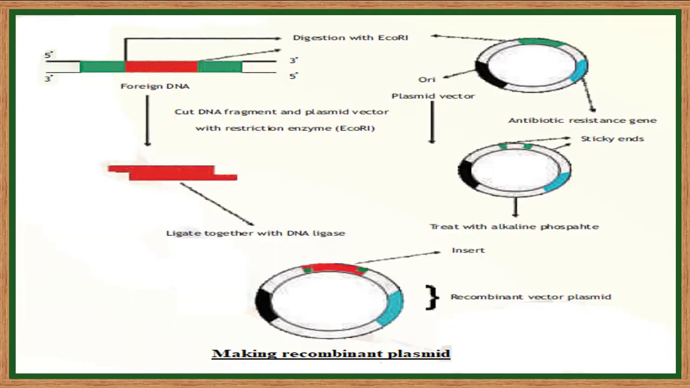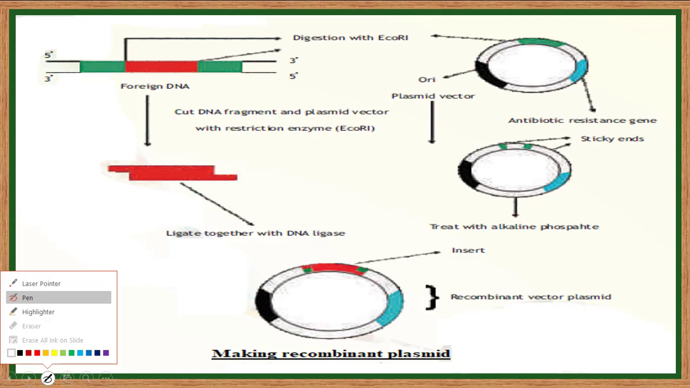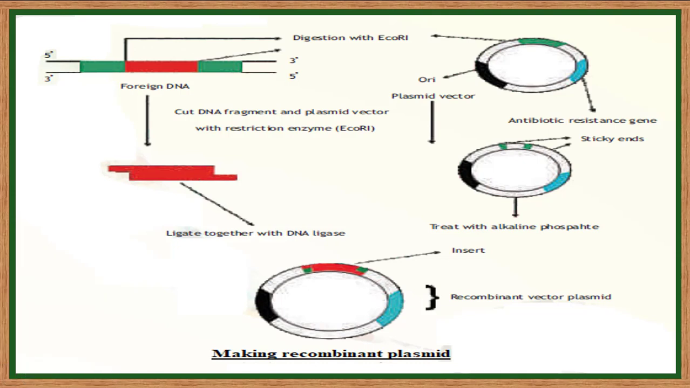Here this is the DNA fragment, the foreign DNA, which has the gene of interest in red color. This is the vector, and it has a restriction site. Both are digested with the same restriction enzyme, and both have the same type of cohesive end. First we treat with alkaline phosphatase, so the phosphate group is removed and self-ligation is prevented. Then we ligate the plasmid and the foreign DNA fragment, forming the recombinant vector.